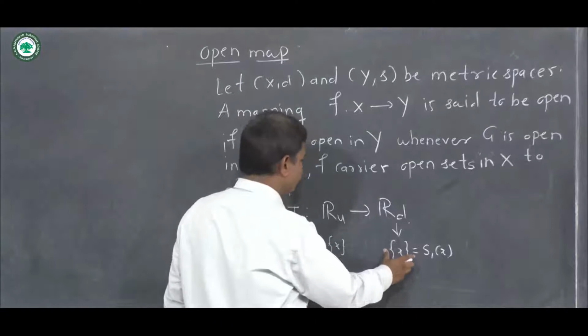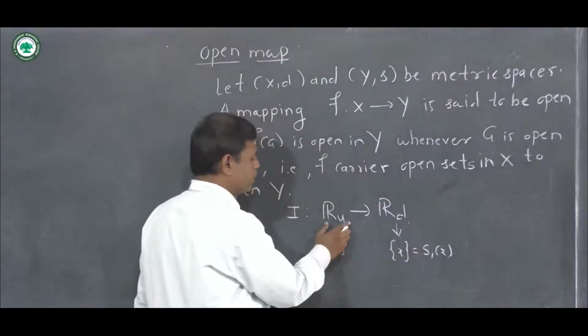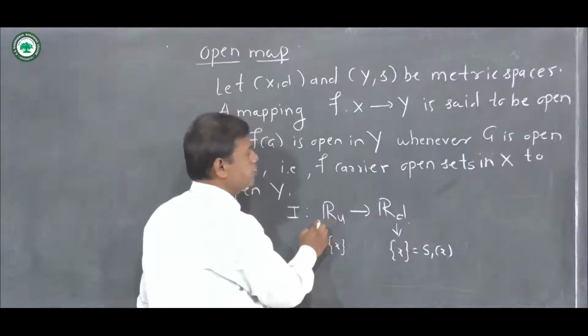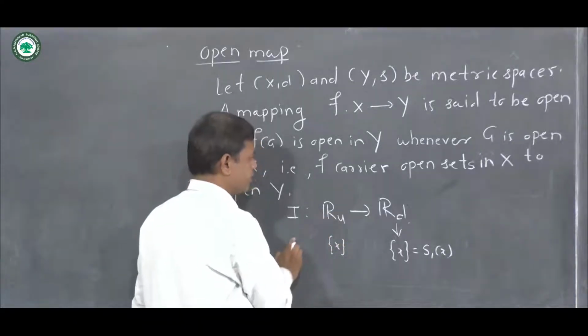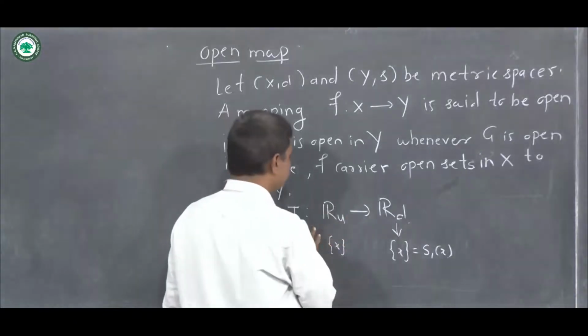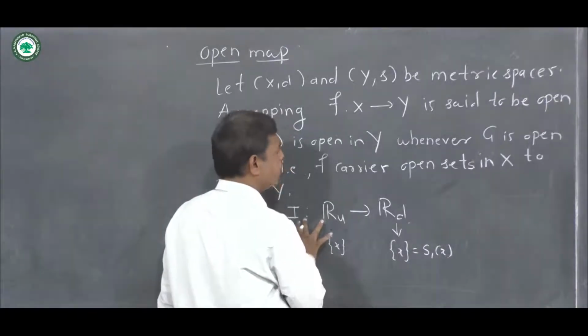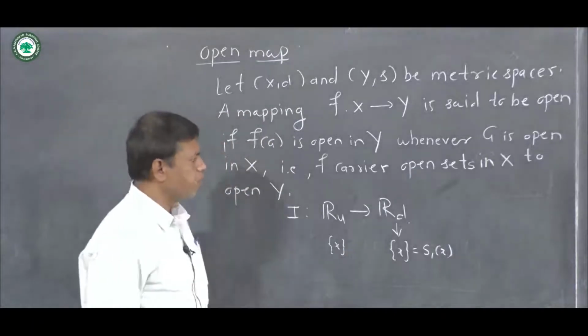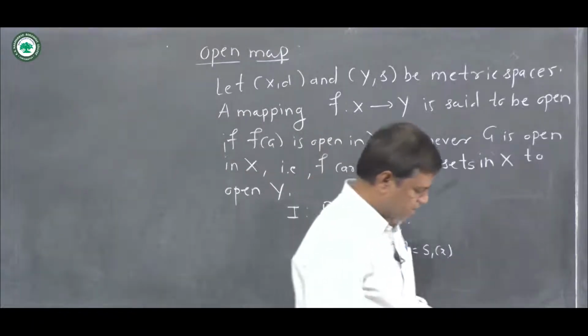Now this singleton set is open in the discrete metric space, but it is not open in the usual metric space, because we know that singleton sets are closed in the usual metric space R_u. So remember that an open map need not be continuous. This is the example of that. Now next is the definition of homeomorphism.